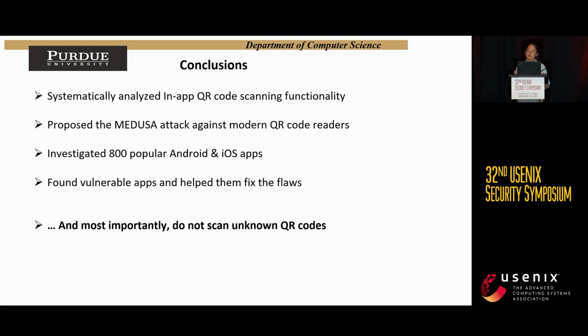So in conclusion, in this work, we systematically analyze the security of the modern QR code scanning function and propose a new attack, the Medusa attack. And we also propose a three-step detection approach to identify risky implementations among various built-in QR code readers. With an evaluation of 800 popular Android and iOS apps, we found some of them were vulnerable to Medusa attack, and 46 apps contained critical or high-severity vulnerabilities. We have reported this result to the relevant vendors and helped them fix the issues. And last but not least, please do not scan any unknown QR code.